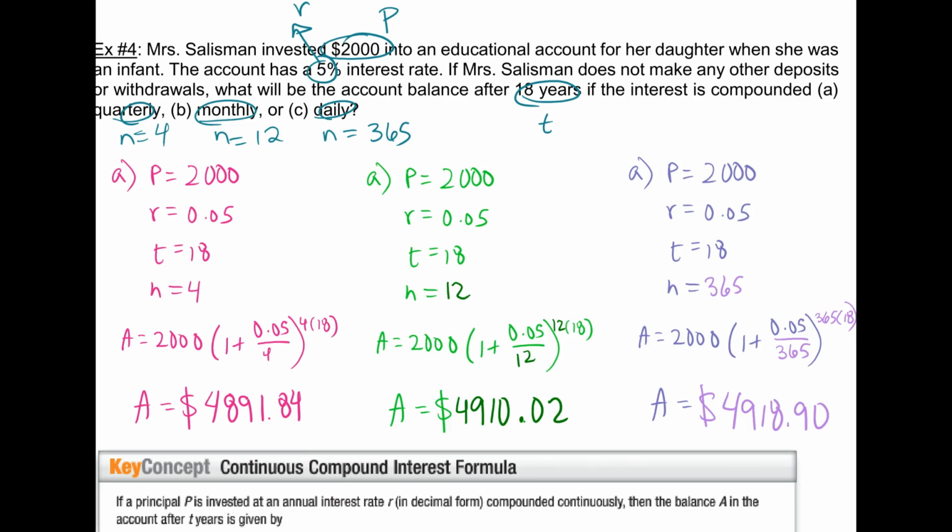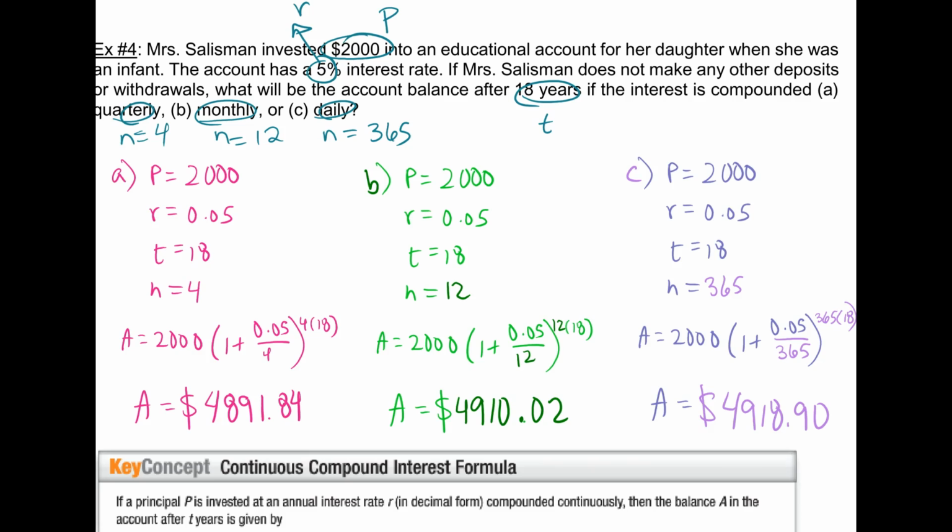So the difference between A and B is instead of doing 4 times a year, I'm doing 12 times a year because it's going to be monthly. So I'm plugging in 12 for my N, otherwise it's the exact same thing. Notice I have like $20 more. I get $20 more by doing it every month instead of every 3 months.